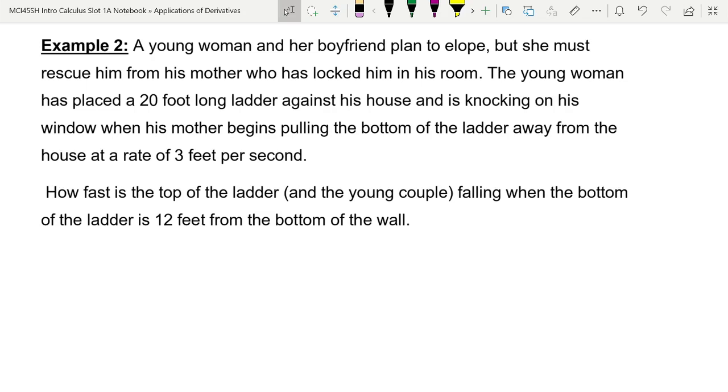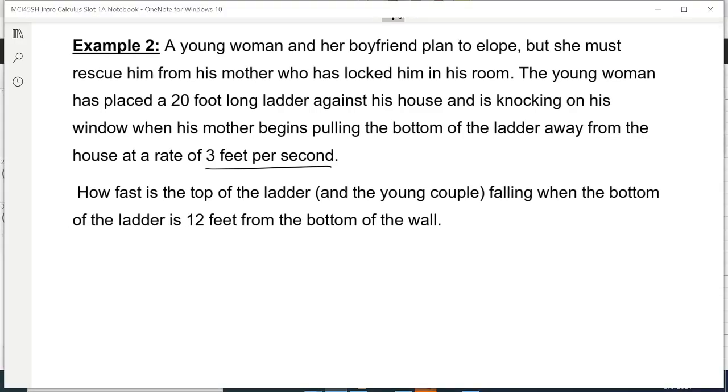Most people, if they don't have a calculus background, would probably look at this question and go, well, wait a minute. If the bottom of the ladder is moving at 3 feet per second, shouldn't the top of the ladder be moving at the same speed? It's one thing. It's a ladder. And that seems reasonable, but that's actually mathematically not how it works. And I can kind of show you that. Again, I've got a little animation here.